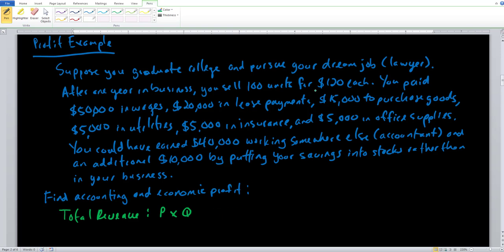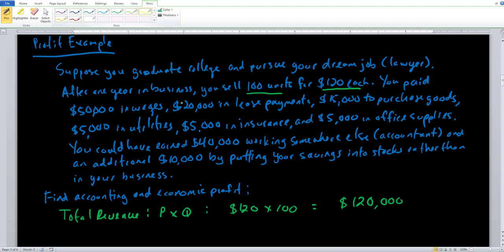Here, your price is $120 each. Your quantity is 100 units. So therefore, your total revenue is going to be price 120 times quantity 100. Multiply those out together, and you have a total revenue of $120,000. So the first step is to always find out how much revenue is coming in for you.